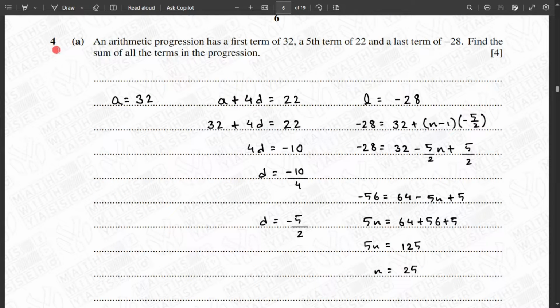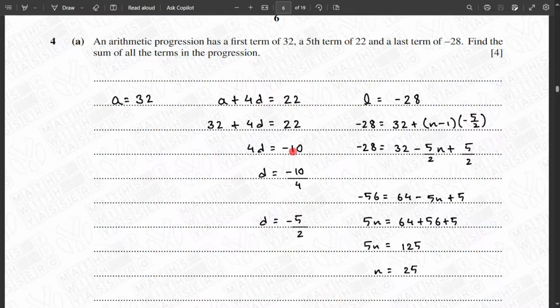Question number 4, it says an arithmetic progression has a first term of 32, a fifth term of 22, and a last term of negative 28. Find the sum of all the terms in the progression. So first term a is 32, and fifth term means a plus 4d is equal to 22. Now also the last term is equal to negative 28. We know the value of a is 32, so we can write it as 32 plus 4d equals 22.